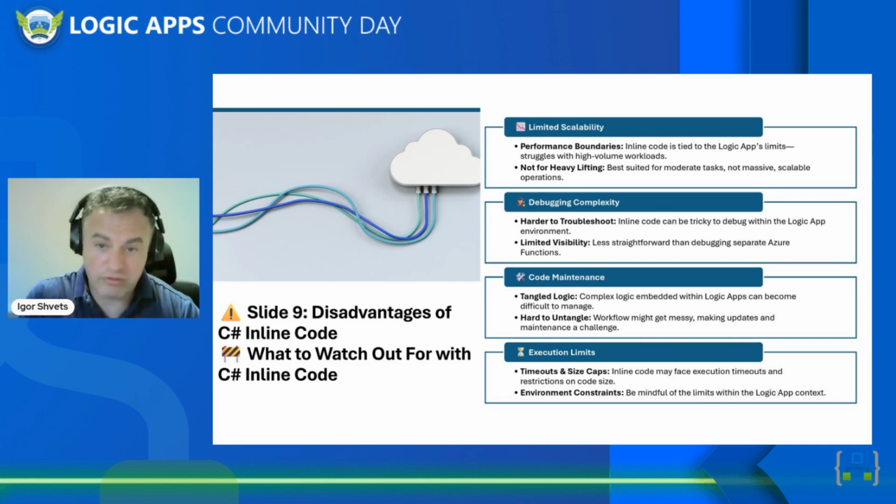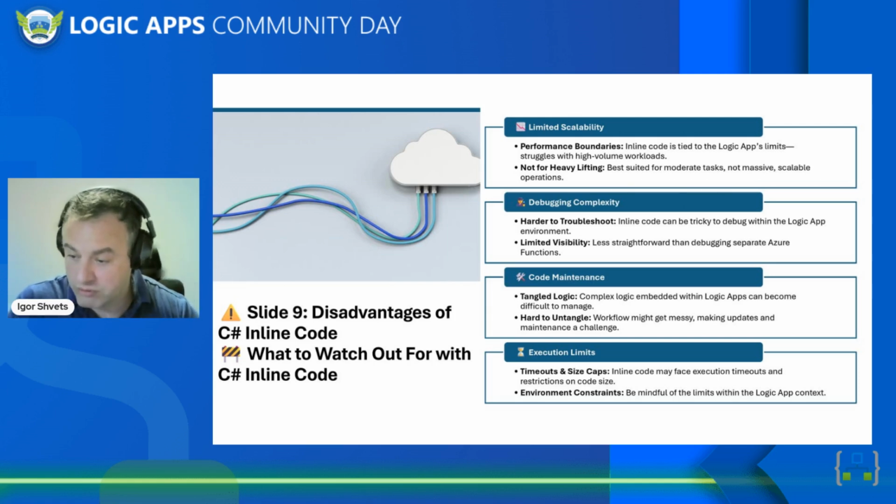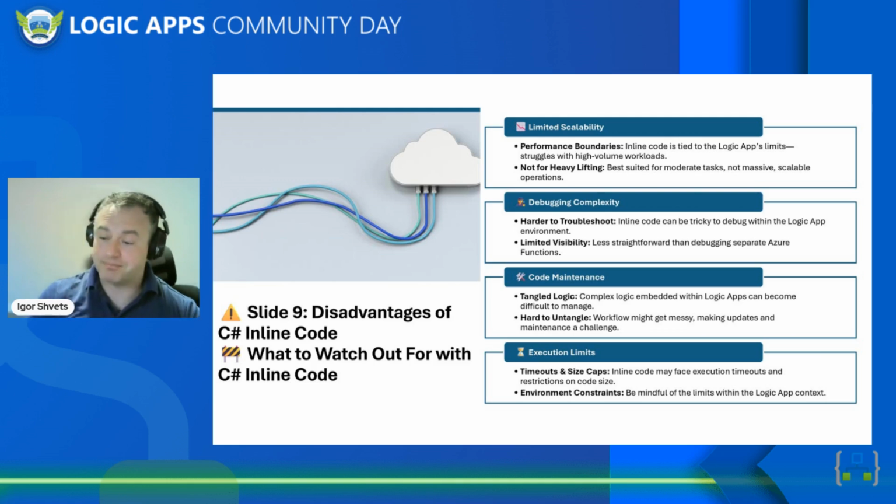So it's really important for a good architect to see what kind of use cases you will use this for, and which scenarios. We're going to see a couple of use cases that I think are perfectly suited for inline code. Execution limits: timeouts and size caps. Inline code may face execution timeouts and restrictions on code size. Environment constraints: you have to be mindful of the limits of the Logic App context.